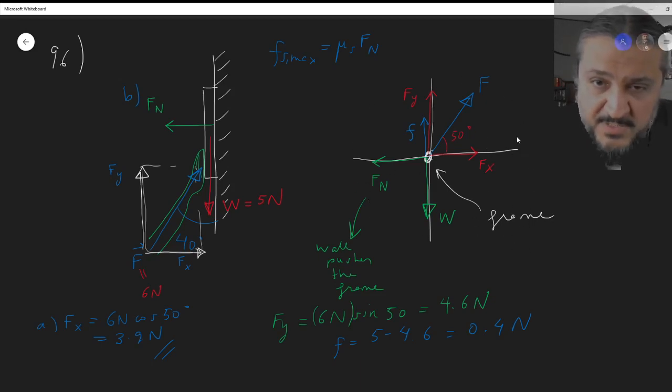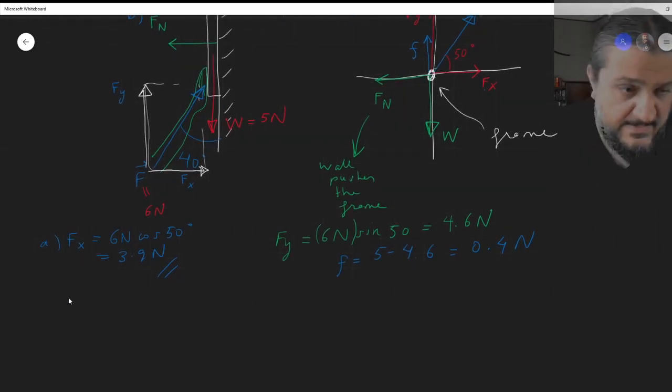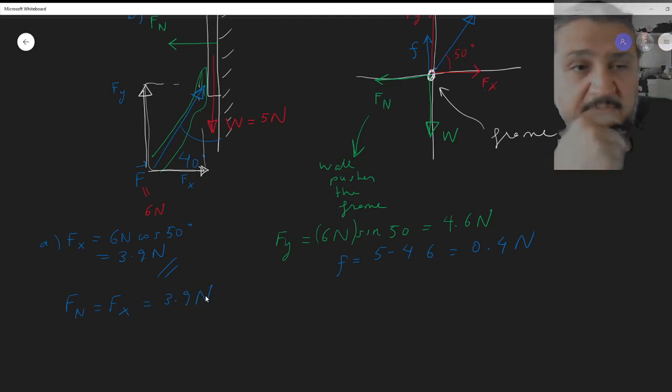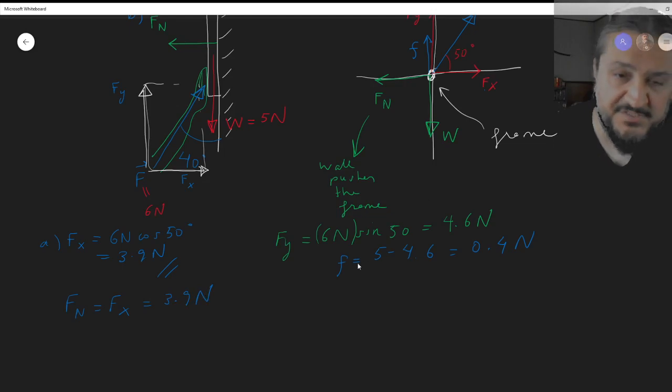What we drew here was only for the frame, and the horizontal forces are Fx and Fn. So that's it. Fn is Fx, which is equal to 3.9 newtons. And we know the friction force.